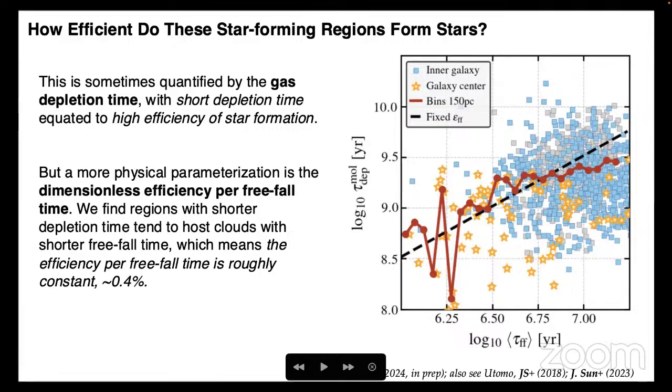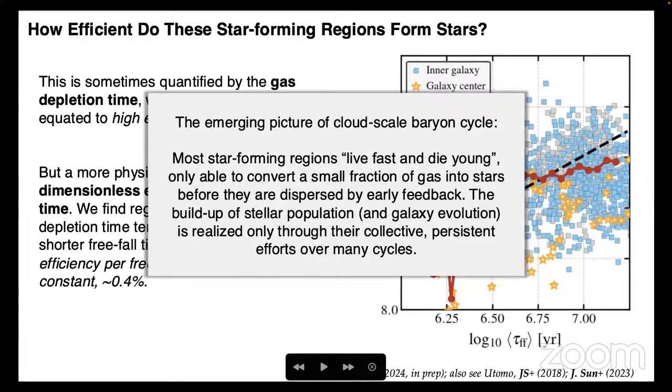If you combine this message with the previous one, the emerging picture here is that you have most star-forming regions that live relatively fast and die young. And most of them are only able to convert a very small fraction of their gas into stars before they're dispersed by early feedback. And the buildup of the stellar population in the galaxy is only possible through their collective, persistent efforts over many cycles to build the entire thing. So just like human society, large changes don't come easily.